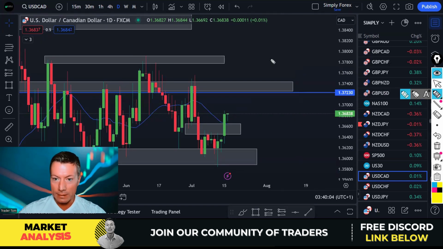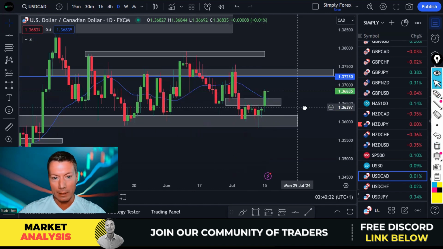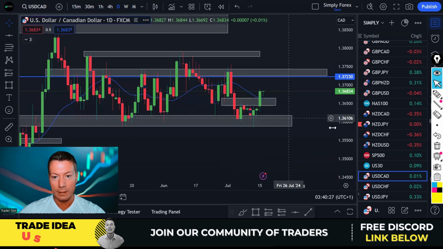And generally, guys, we are seeing Canadian dollar weakness, right? We are seeing that across all CAD pairs pretty much. Canadian dollar weakness, and this is the catalyst for a couple of our trades today. So bearing that in mind, guys, the first trade idea is US dollar, Canadian dollar.